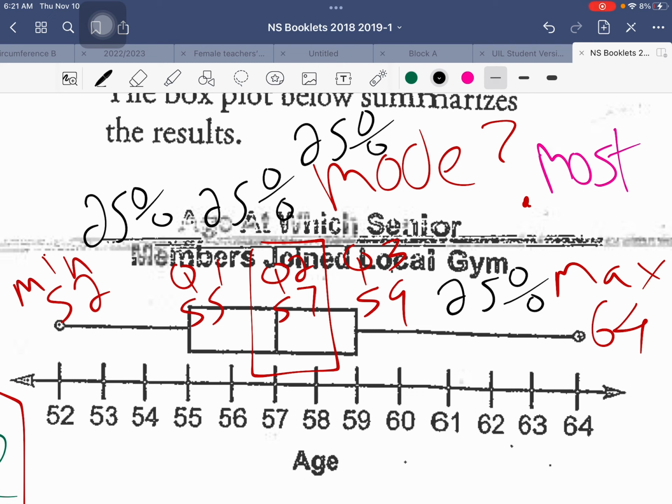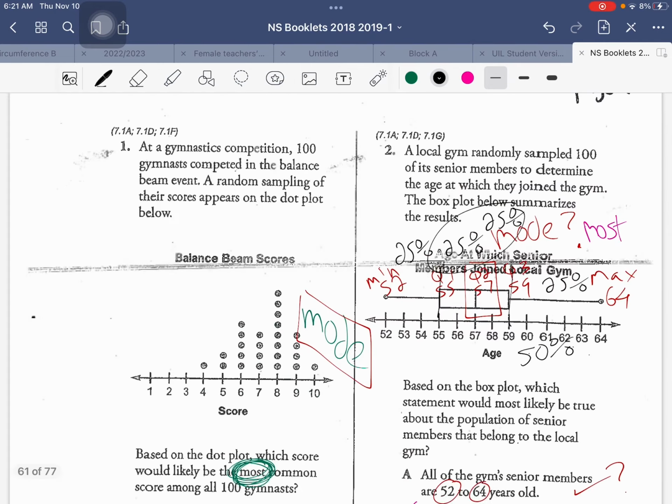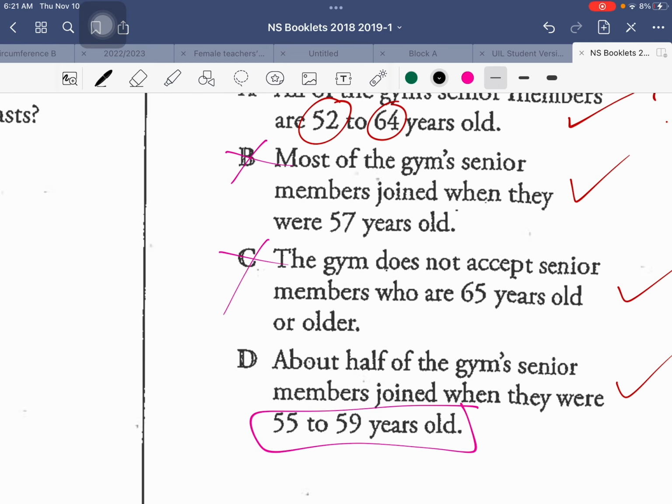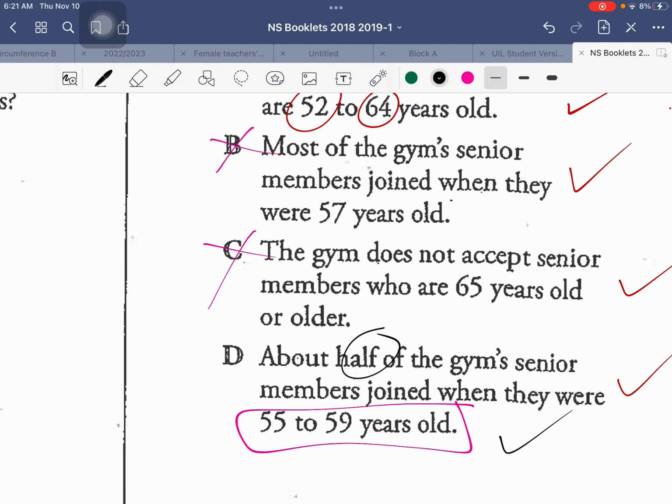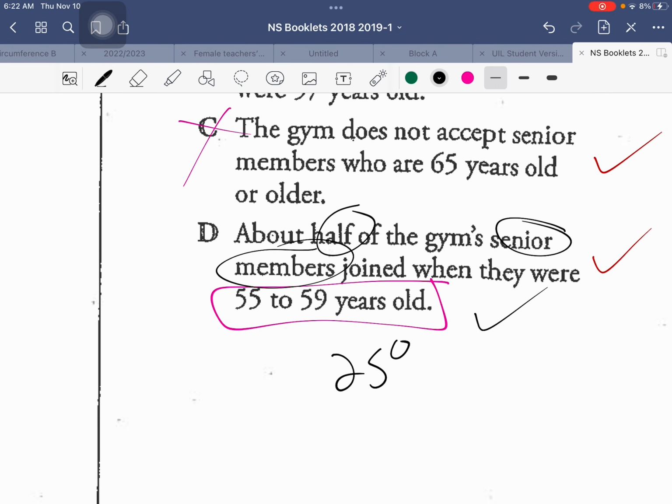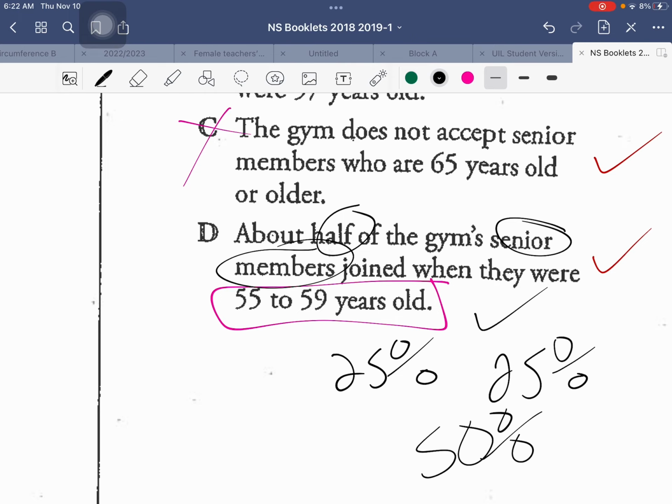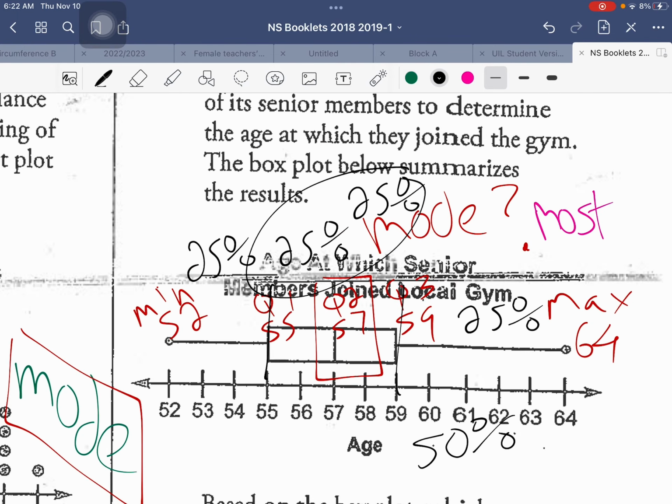And they're saying from 55 to 59, you have 50%. That's true because you have 25% plus 25%. That's 50%. Okay? So, I kind of forgot about that. So, about half the gym joined when they were 55 to 59. That's true. Of the senior members. This is true. Because 25% plus 25% is 50%. Just remember that everything's 100%, ¿verdad?